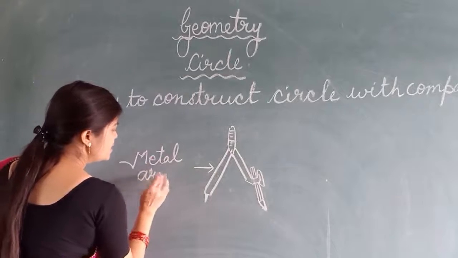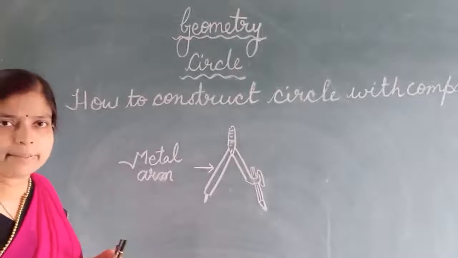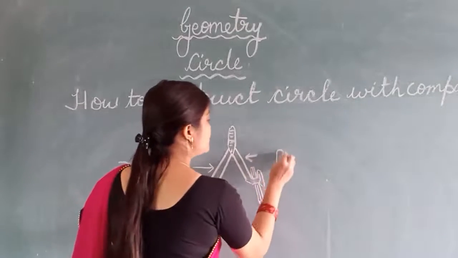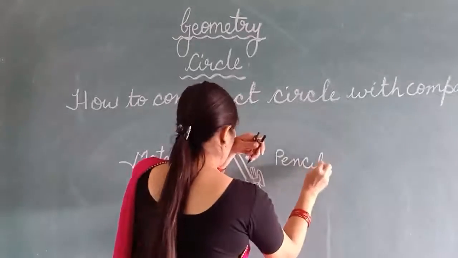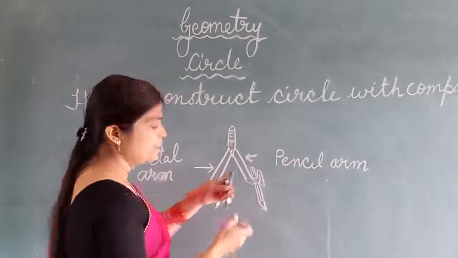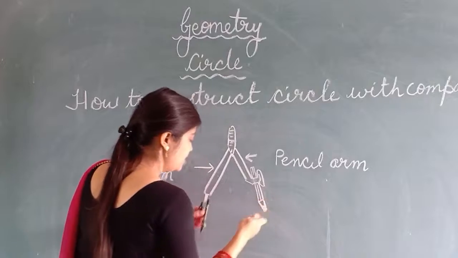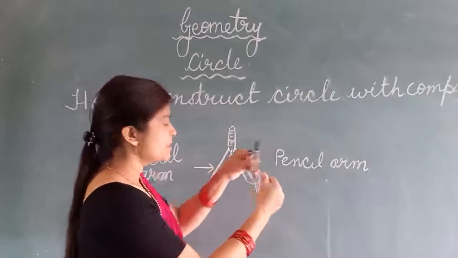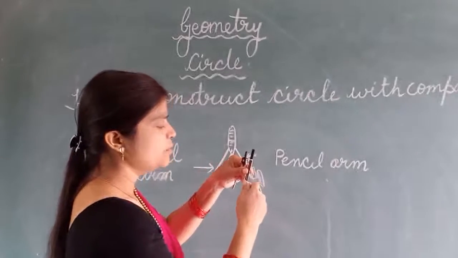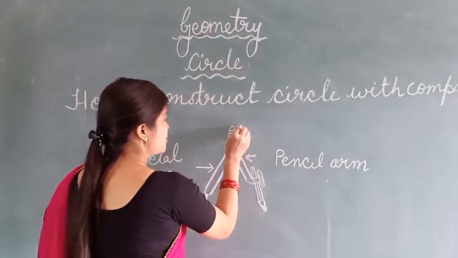In the metal arm, you will see there is a metal tip, a metal point, okay? And the other arm is known as the pencil arm. In this pencil arm, we can fix a pencil like this, okay? We have fixed the pencil. We will loosen this. You can see there is one metal type object. We can loosen it and we can fix the pencil in it. And this is known as the hinge.